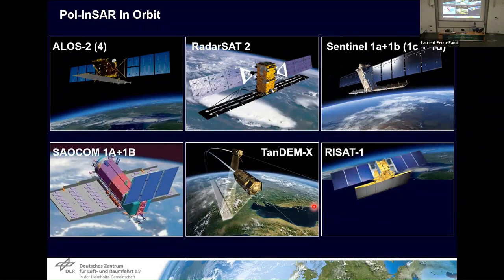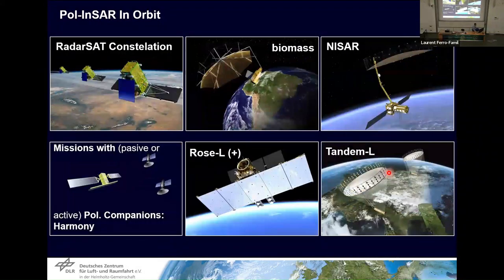Now recently there is also SAOCOM at L band, there is RISAT at C band, and this is going to increase more and more. So you have the RADARSAT constellation, which is actually still there. Biomass is close to launch, it's P band, and I think it's the first mission that implements Pol-InSAR and also tomography, polarimetric tomography, in a systematic way.